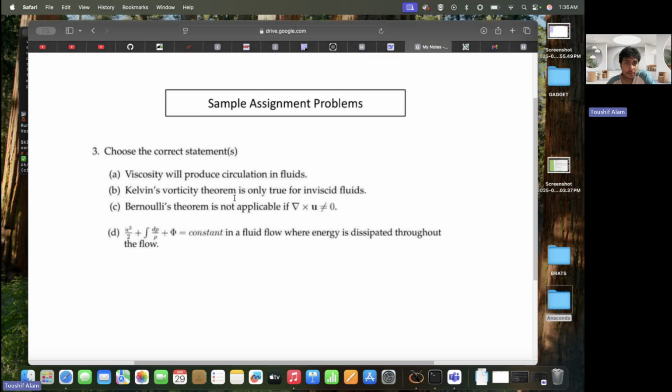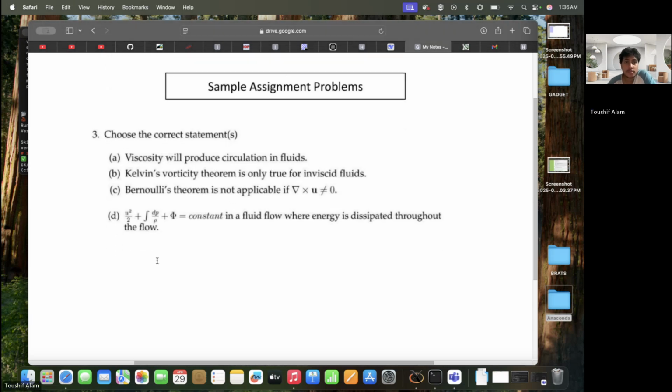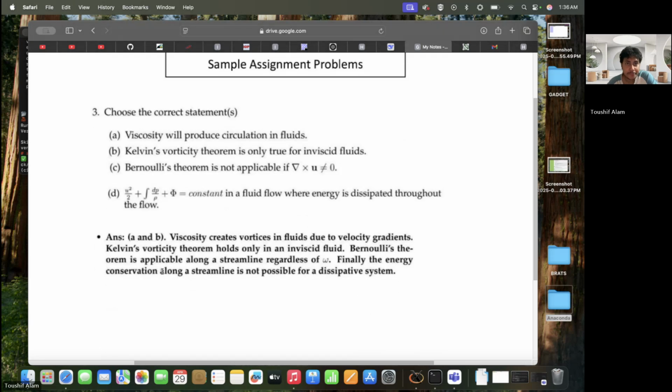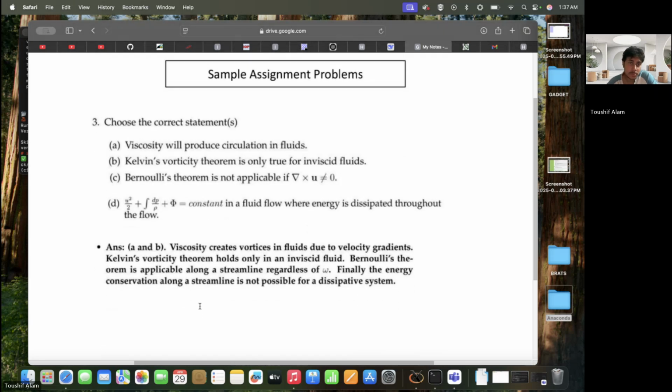And then I talked about this, the statement that viscosity will produce circulation in fluids. I think I discussed this.